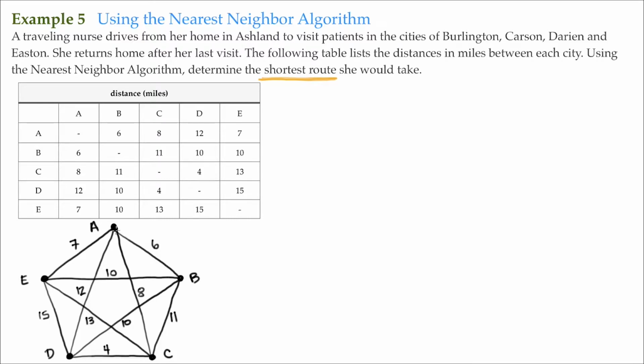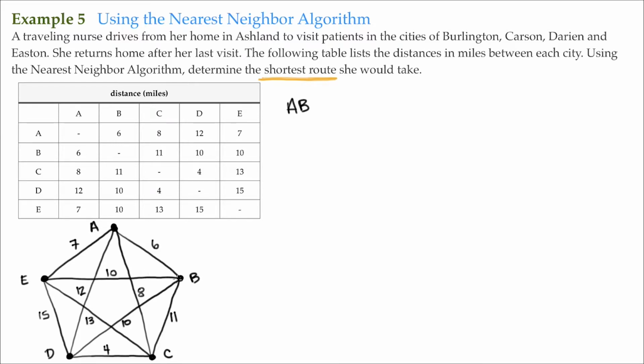So we're starting at Ashland, going over to Burlington, that's 6, going down to Carson, that's 8. If we go down to Darien, that's 12, and if we go to Easton, that's 7. So the smallest would be going from Ashland to Burlington. And then we repeat that until our circuit is complete. So if I went from Burlington to Carson, that's 11 miles. Burlington to Darien, that's 10 miles. That's this one here. And Burlington over to Easton, that's also 10 miles.